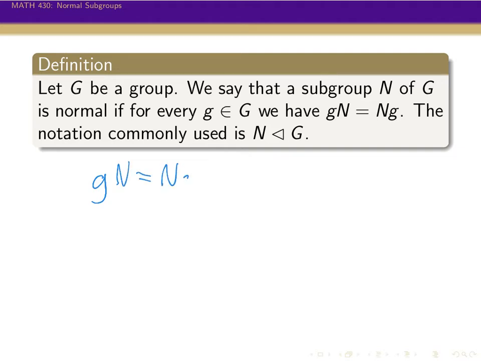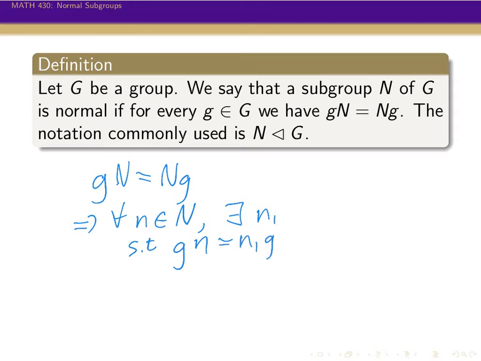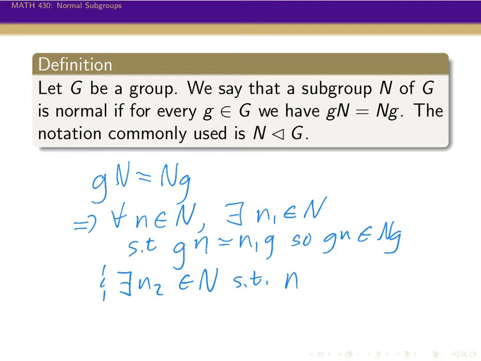gN is equal to Ng, what this means is that for any n in N, there exists some n1 such that if you multiply g to the left of n, you get n1 g, and this n1 is in N. So this means that gN is inside Ng, and there exists some n2 such that n times g is equal to g n2. So Ng is inside gN.